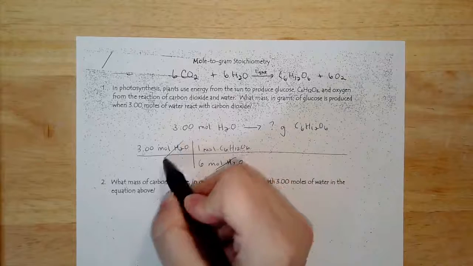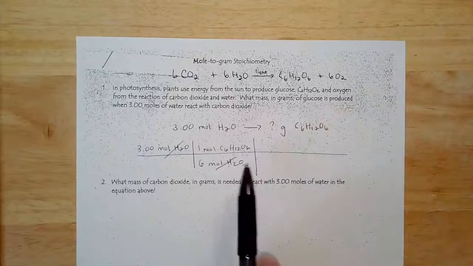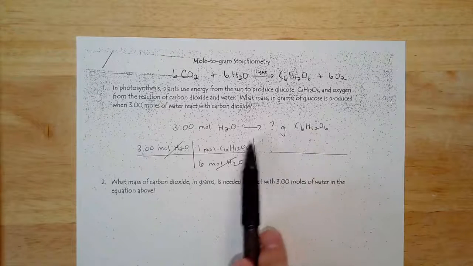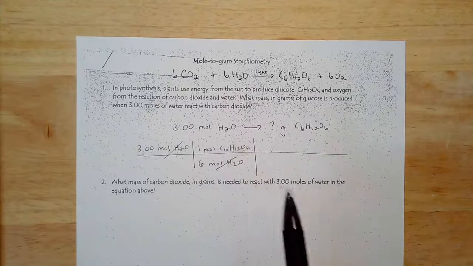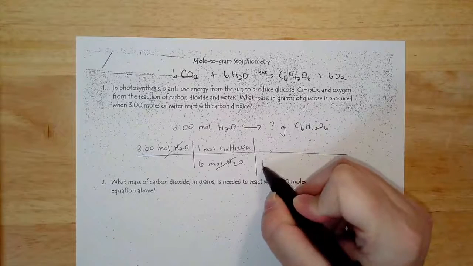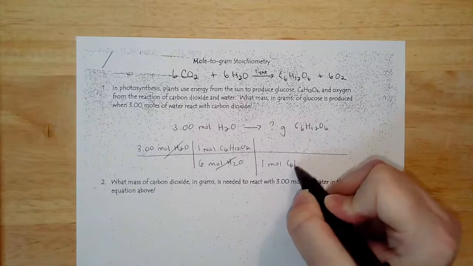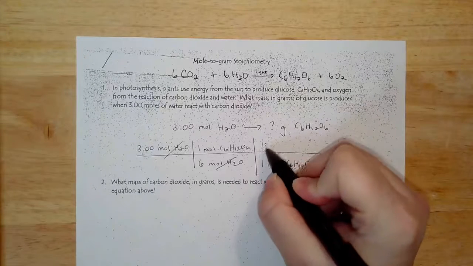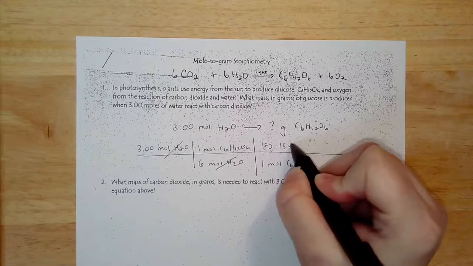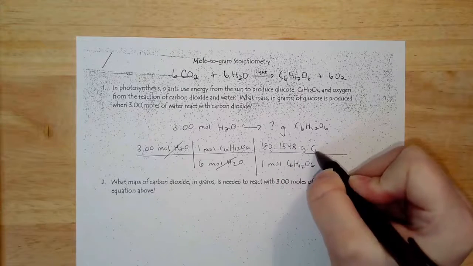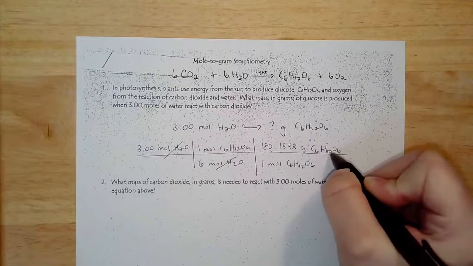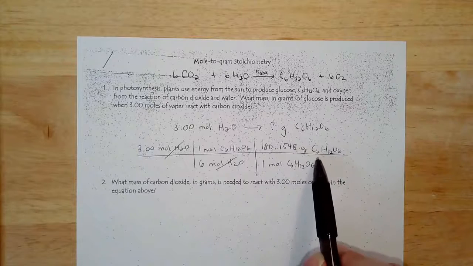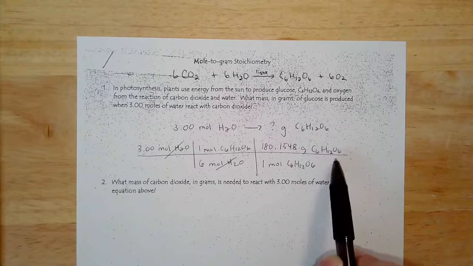I'm not done yet because I'm in moles of glucose. I need to be in grams of glucose. So that means I have to go from moles of glucose to grams of glucose. So now I'm going to need my molar mass. So 1 mole of C6H12O6 has a mass of 180.1548 grams of C6H12O6. And again, this is your molar mass. You get that by looking at the periodic table. Count up your 6 carbons, your 12 hydrogens, and your 6 oxygens. Moles cancel here. And then you do your math.